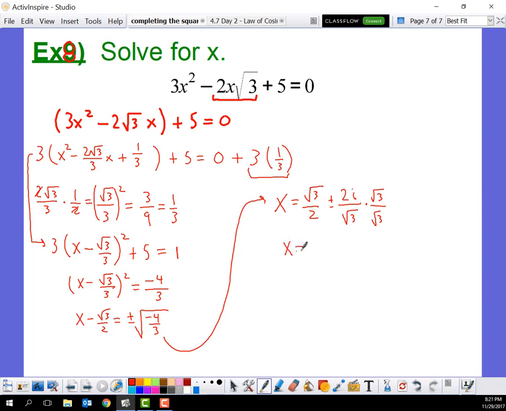So here we go. We have x equals root 3 over 3, plus or minus 2i root 3 all over 3. And that, ladies and gentlemen, is awesome.